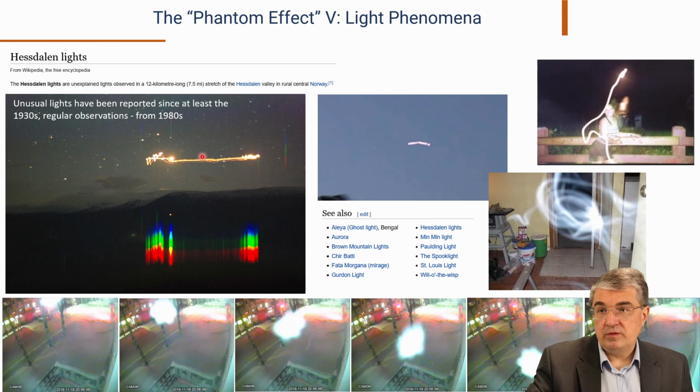One of the most famous and most interesting descriptions relates to the Hessdalen light in the Valley of Hessdalen. If somebody doesn't know it, please read about it. Even in Wikipedia, there's a beautiful description. The point is that such light appears periodically in this location, which is a quite small region, and sometimes the appearance is more intensive. Sometimes this effect disappears for a while, and in modern times, intensification was in the 30s and then in the 80s.